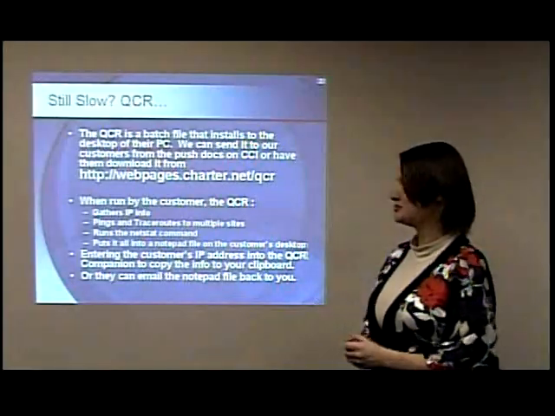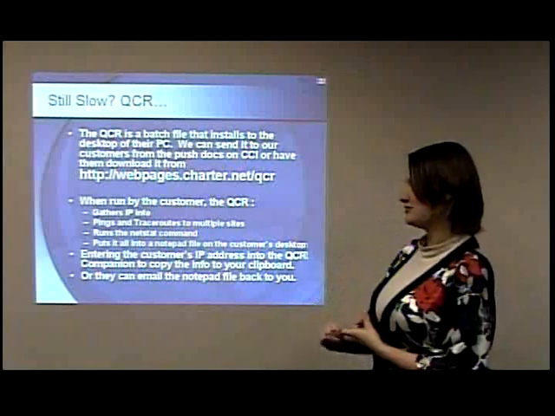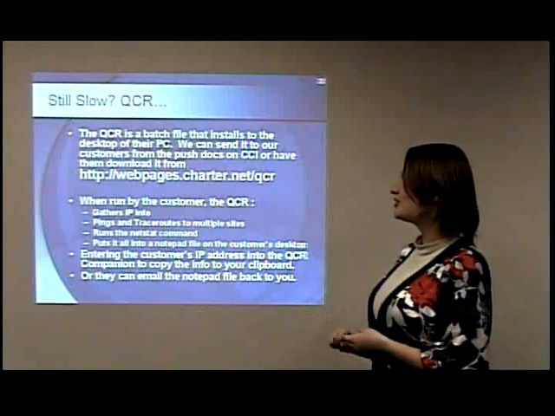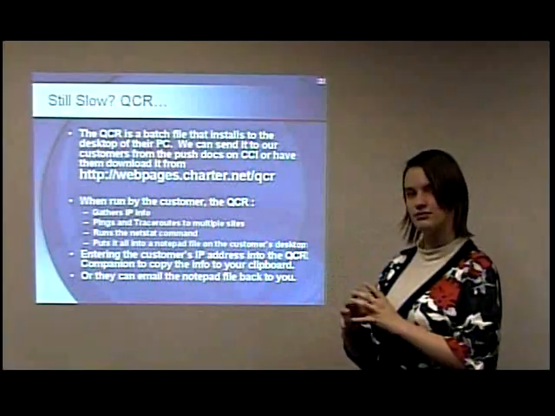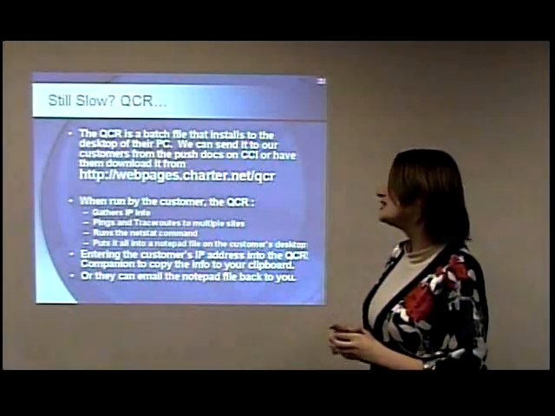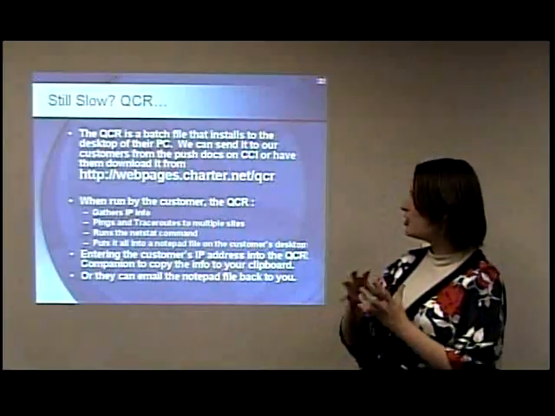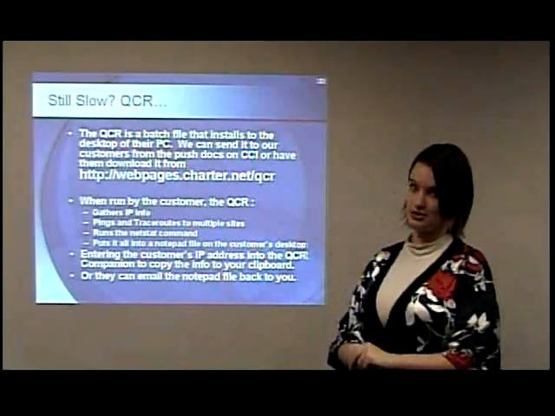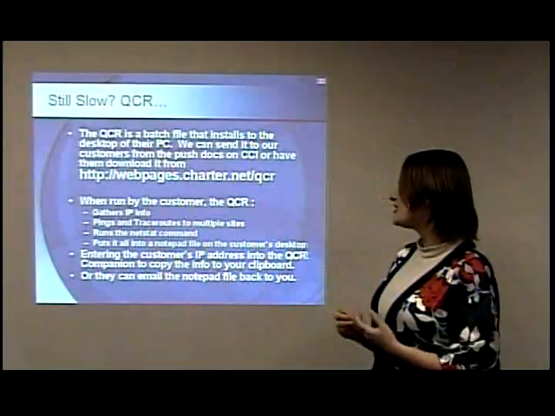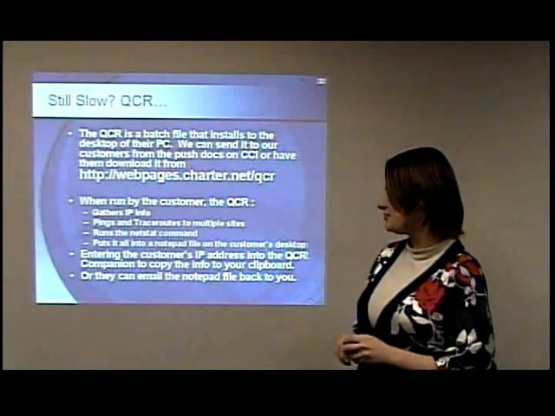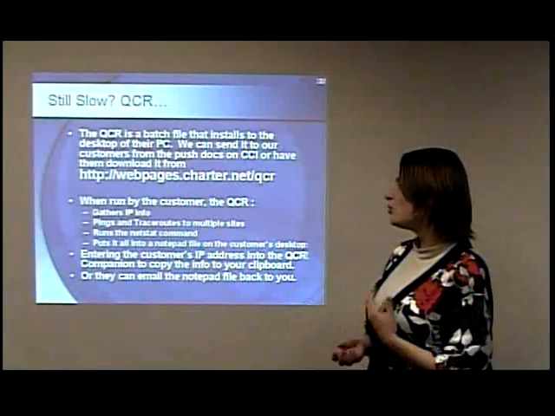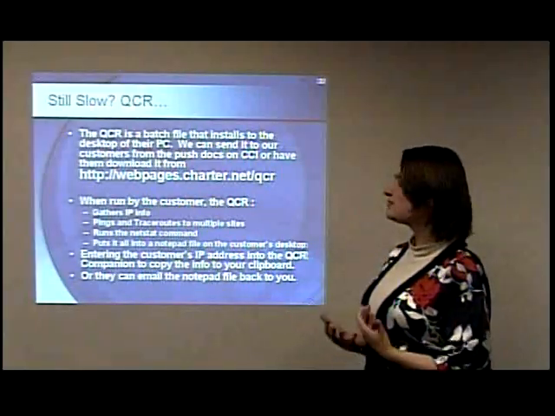Now, when the customer opens this little application and runs it, it's going to get pretty much everything that you need to troubleshoot. You're going to get your IP address information. You're going to get your pings and traceroutes to multiple sites. You're going to have your NetStat pulled up right there in front of you so you can look at it. And it's going to put it all into this nice little notepad document on the customer's desktop. And guess what? They can email it to you. Entering the customer's IP address into the QCR companion, you can copy that information onto your clipboard, or they can just email it back to you, whichever is easier for you.